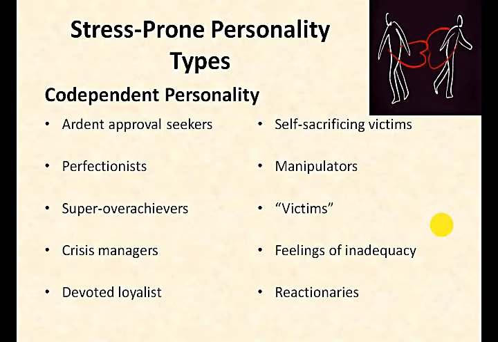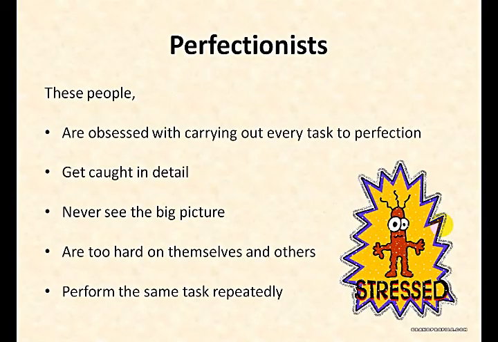Codependent personality. Ardent approval seekers, perfectionists, super overachievers, crisis managers, devoted loyalties, self-sacrificing victims, manipulators, feelings of inadequacy, reactionaries. Perfectionists: these people are obsessed with carrying out every task to perfection, get caught in detail, never see the big picture, are too hard on themselves and others, and perform the same task repeatedly.